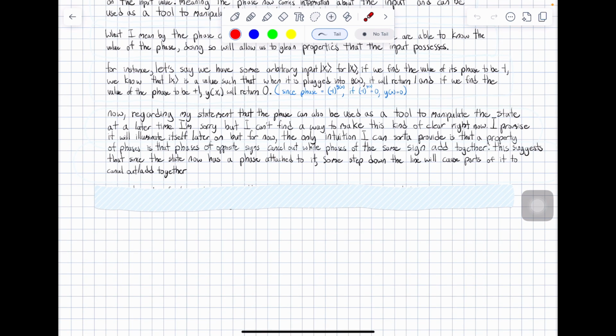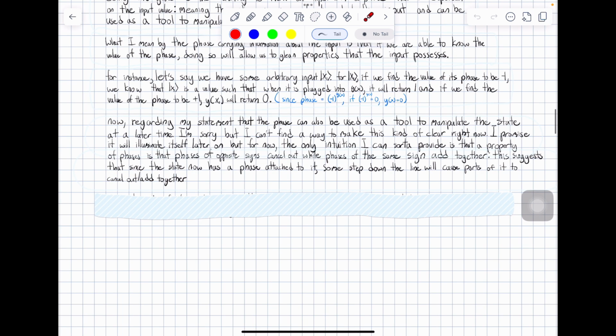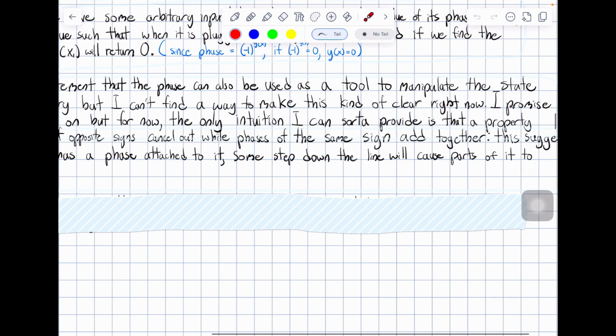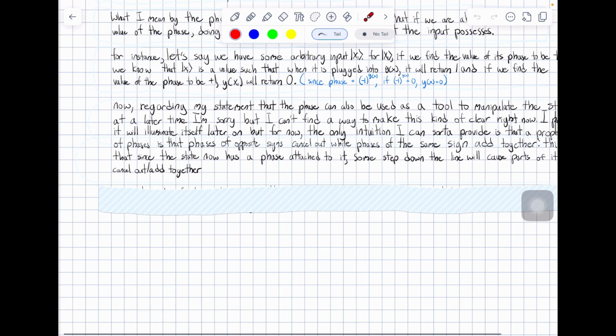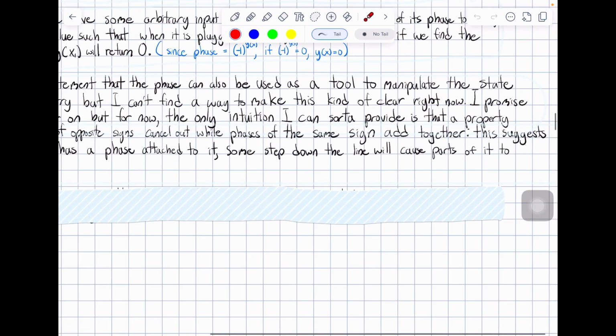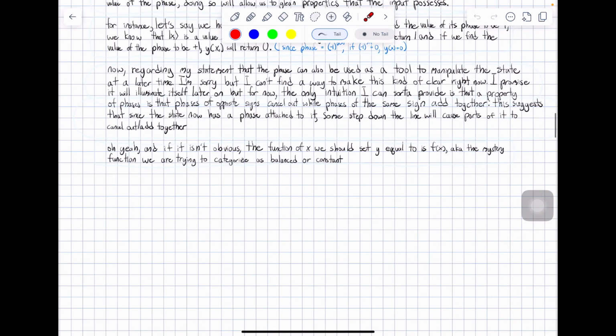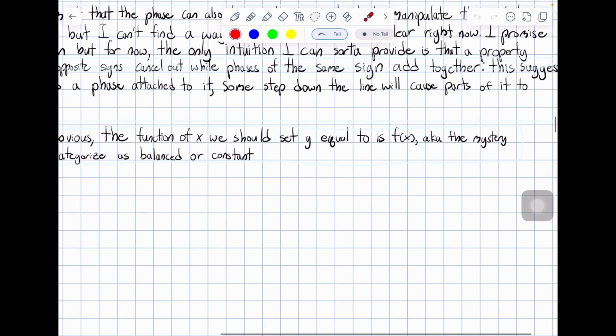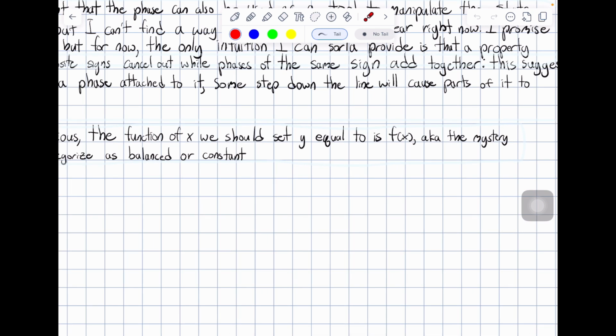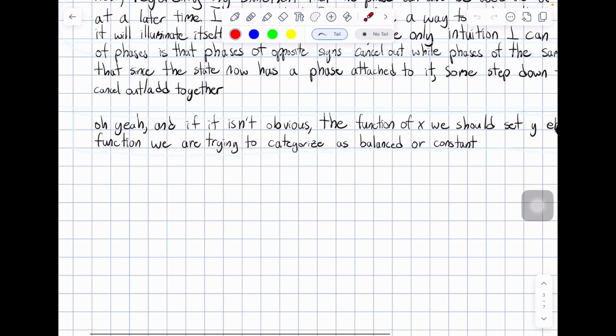Now, regarding my statement that the phase can also be used as a tool to manipulate the state at a later time, I'm sorry, but I can't really find a way to make this clear right now, but I promise it will illuminate itself later on. But for now, the only intuition I can provide is that phases of opposite signs cancel out while phases of the same sign add together. This suggests that since the state now has a phase attached to it, some step down the line will cause parts of it to cancel out or add together. Oh yeah, and if it isn't obvious, the function of x we should set y equal to is f(x), the mystery function that we are trying to categorize as balanced or constant, right?